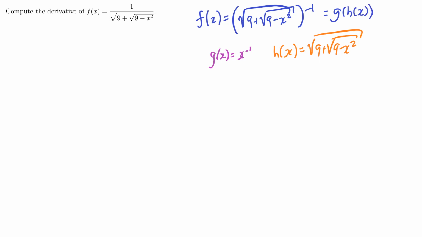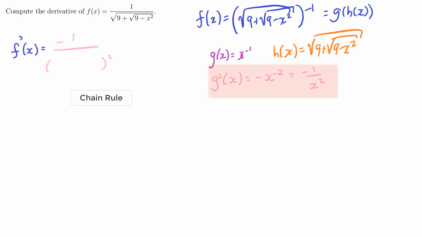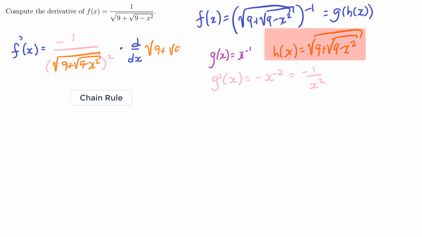So now we can evaluate the derivative of g using the power rule. So we have g prime of x is -1 times x to the power -2, which we can also write as -1 over x squared. Okay, now let's differentiate our function f using the chain rule. So we have f prime of x is the derivative of the outside function g, evaluated at the inside function h, multiplied by the derivative of the inside function h.